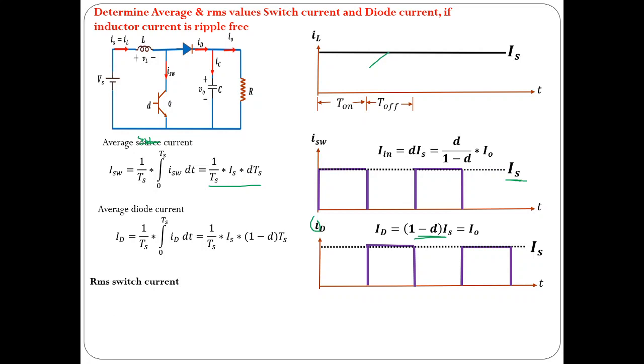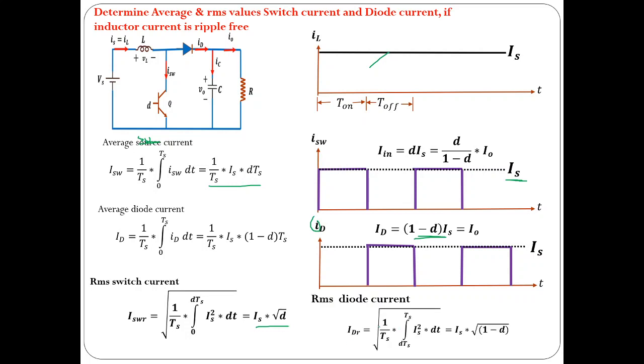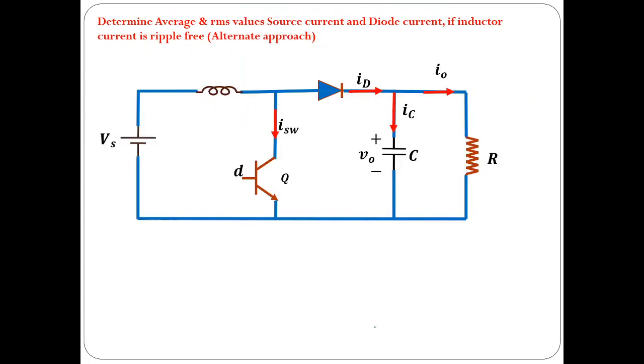Now our interest is to find the RMS switch current, right? So again, square this waveform, then take its mean value and apply the square root, and you will get that value is equal to IS into square root D. Similarly, for the RMS diode current, you will get IS into square root (1 minus D). So the same thing can be obtained using this approach also.